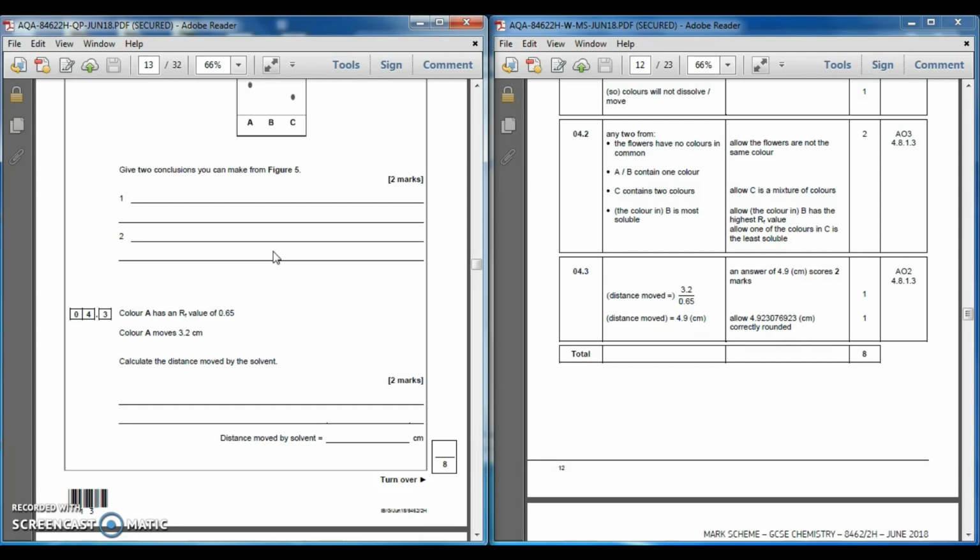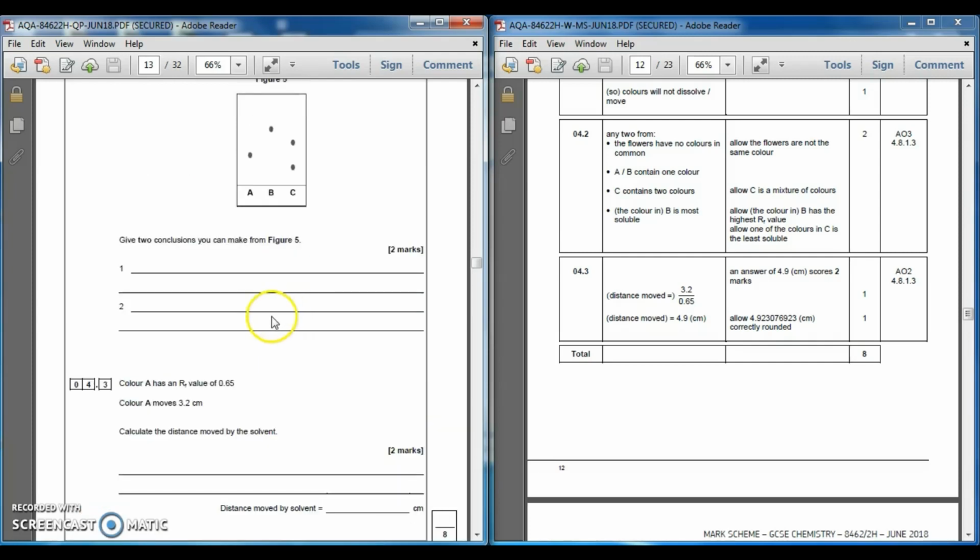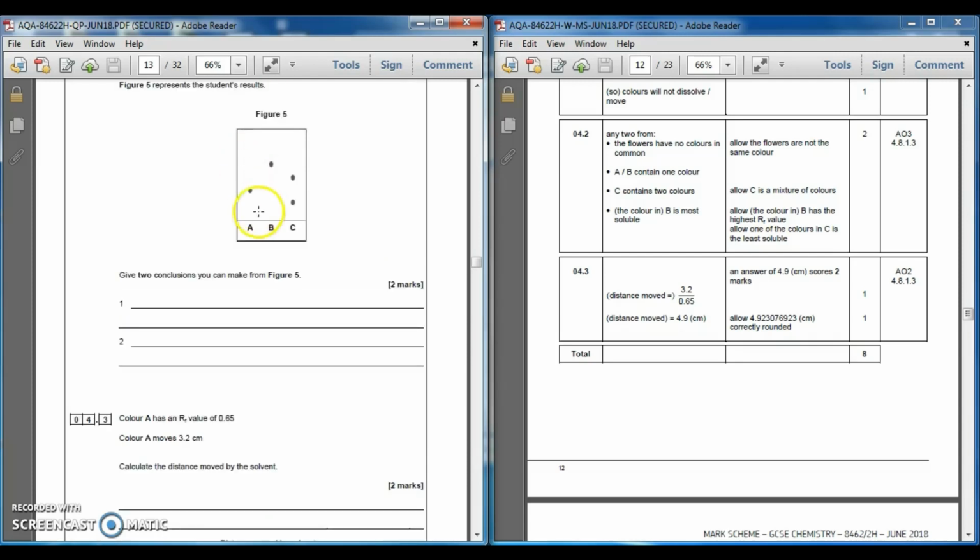Cheeky one here. Normally, to work out an RF, we're looking at the distance that something's travelled. So, for example, A, we have this distance here between the line and where it's gone to. And then we divide it by the total distance the solvent has moved. So let's say the solvent reached up here, we'd have a bigger number, and we'd have a number between 0 and 1. 0, the solvent, the ink didn't move. 1, it moved all the way to the top.